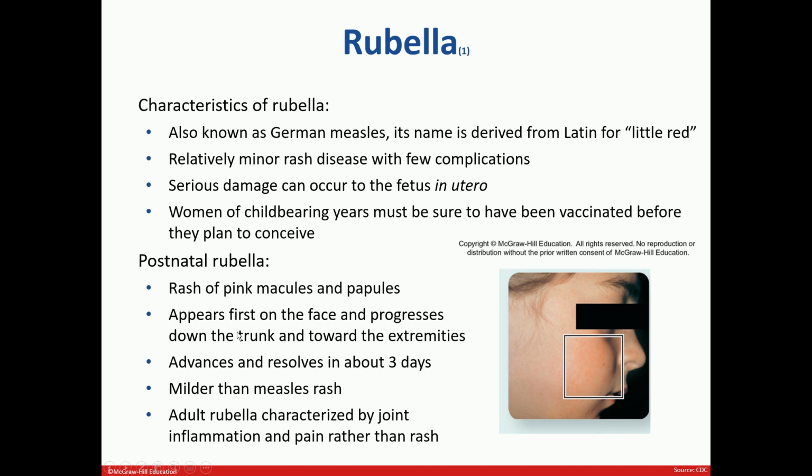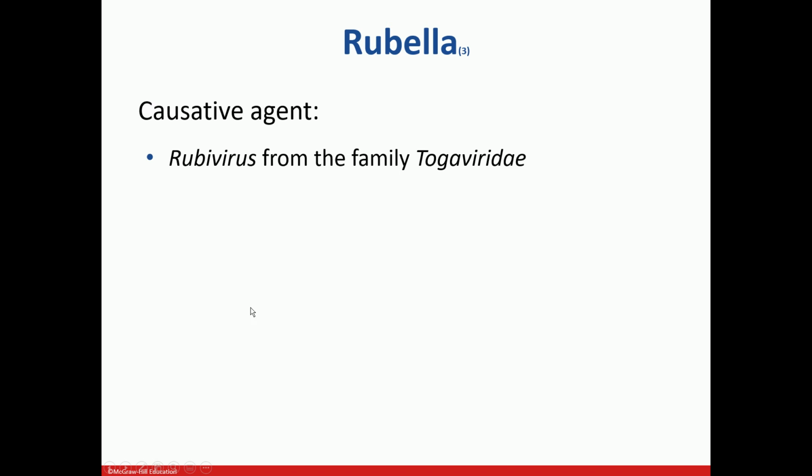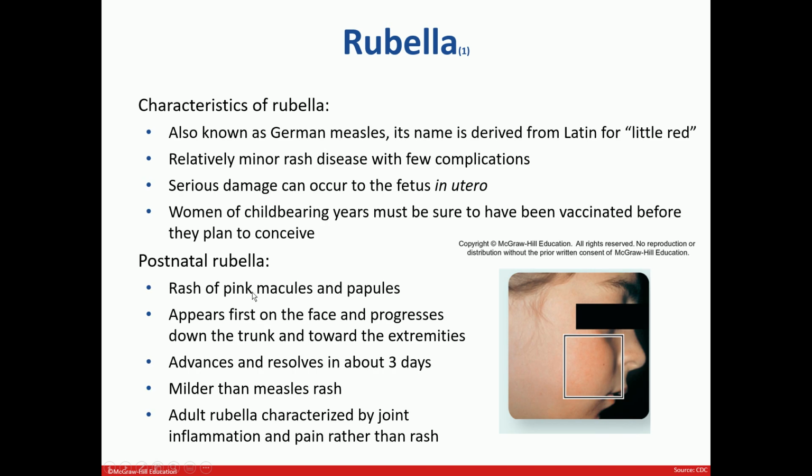So what are the symptoms? You can see here a rash of pink macules and papules. You can see this girl has a rash which is pink in color, and this is less severe than measles. These rashes appear first on the face and then progress down the trunk and towards the extremities. Usually it resolves in 3 days. And as I said already, the rash is milder than the measles rash.